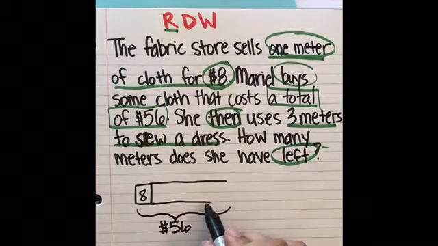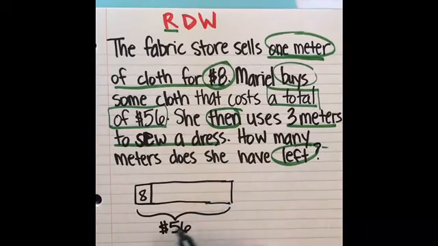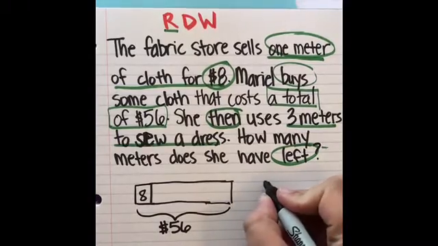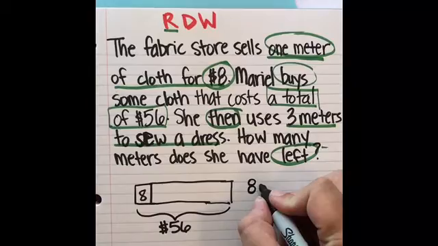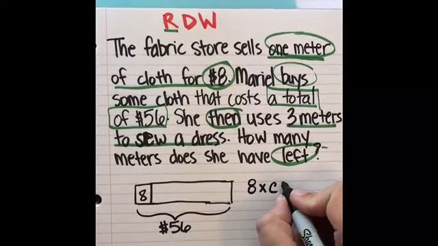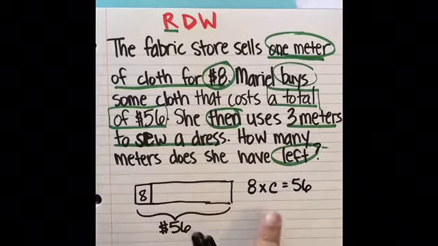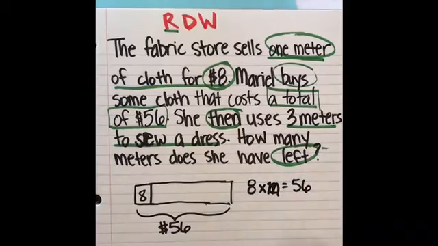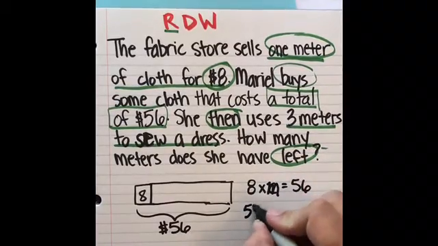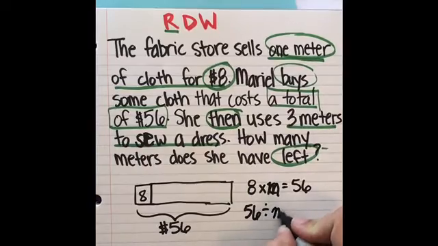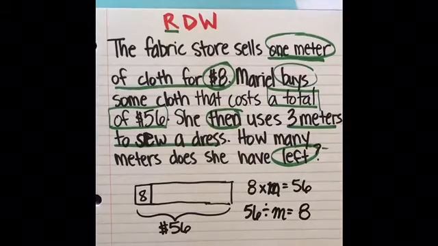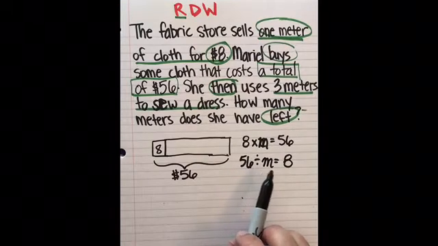All right, so I don't know how many groups of 8 she has. So I look at this and I see a division problem or a multiplication problem, however you were thinking about it. You could have thought of it as 8 times C equals 56. Or maybe instead of using C, I might use M for meters because that's what I don't know. Or I could think 56 divided by a mystery amount of meters equals $8 each. So that would be my first thing to figure out. So let's figure that out. 56 divided by something equals 8.